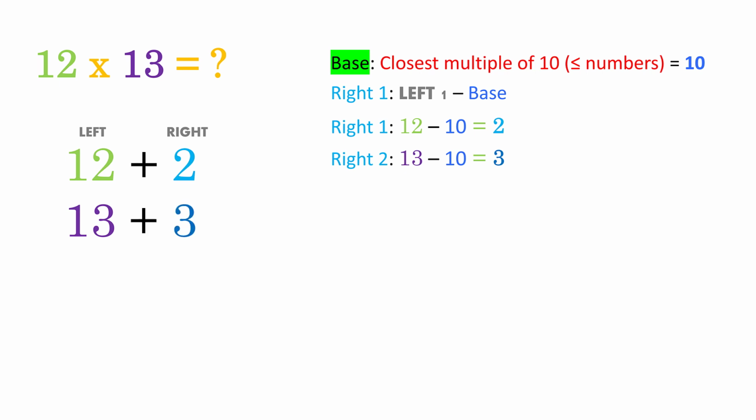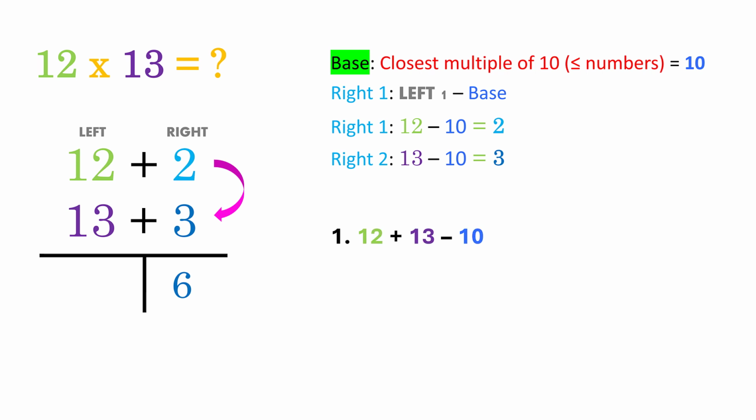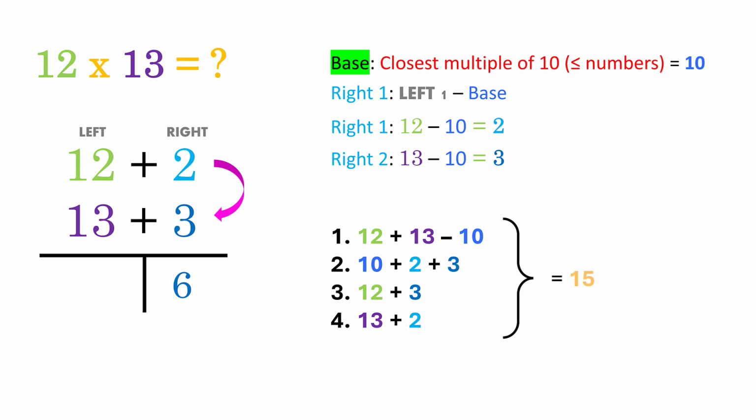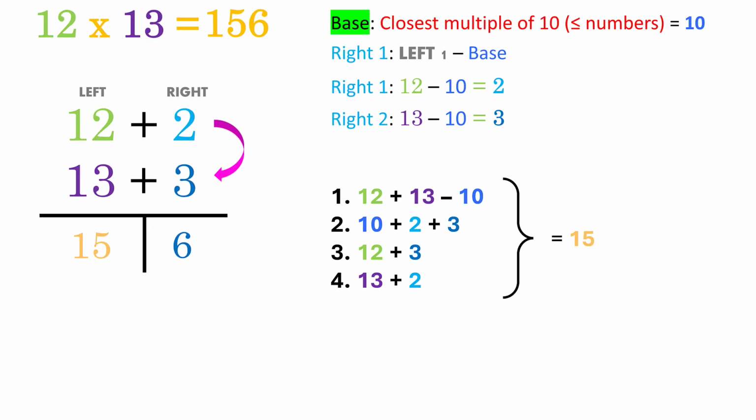And notice how we're adding this time. Last video we subtracted. So now we can set up our bars, and we're going to multiply 2 times 3, which is 6. And then now we have a couple ways to get the first portion of the answer. One way is we could do 12 plus 13 minus 10, which is both of the left parts minus the base. Or we could add the base and the right column numbers. Or we could cross add, so 12 plus 3, or conversely 13 plus 2. And all of them are equal to 15. So you could choose whatever you want. So the answer is going to be 156. Cool. We can put that in there.